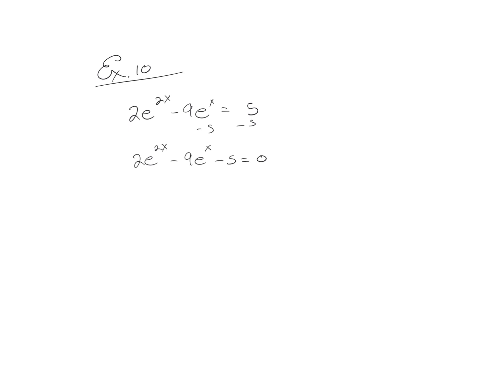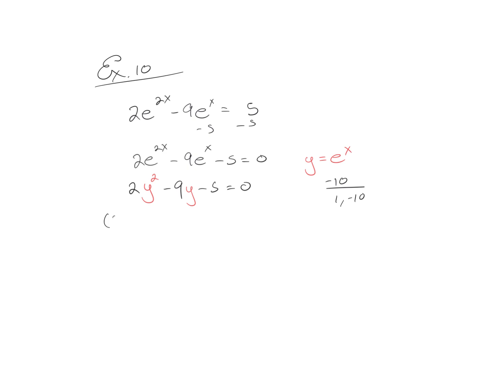So we're going to use substitution to make our life a little easier. I'm going to say that y is going to equal e to the x. So I can say 2y squared minus 9y minus 5 is equal to 0. We're going to look for the factors of 10 that add up to -9. The only ones that do that are 1 and -10. And because we're looking for -10, it works out.